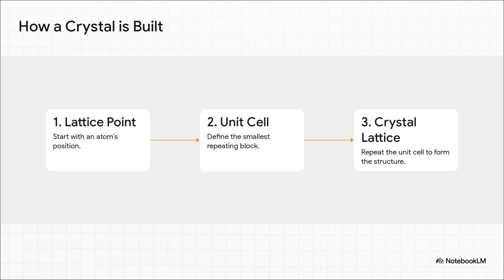Then you define the smallest possible repeating block of these atoms. This is the really crucial part, and it's called the unit cell. You can think of it like the fundamental Lego brick of the crystal. And finally, you just repeat that one unit cell over and over and over again in 3 dimensions to build the entire structure, the crystal lattice.